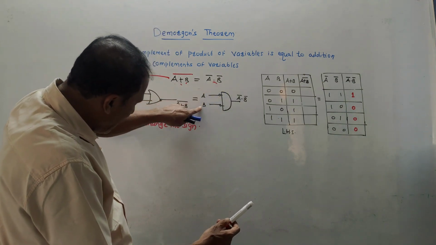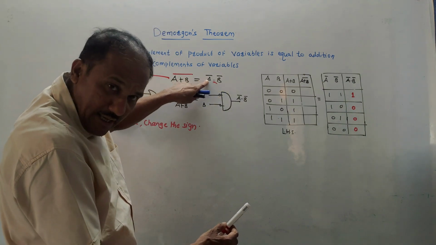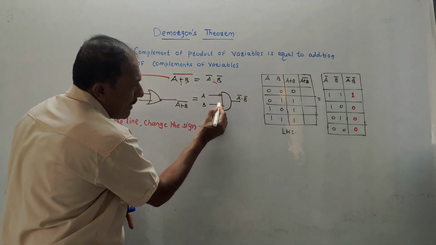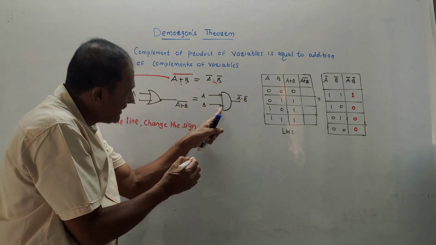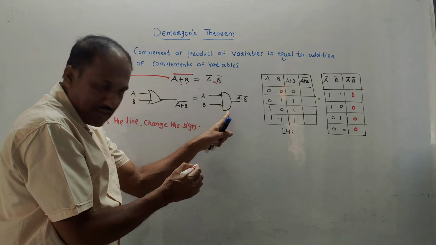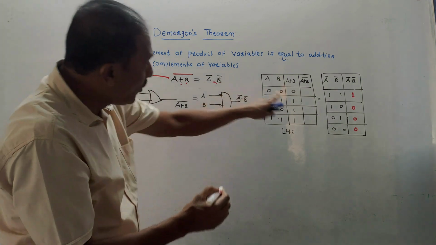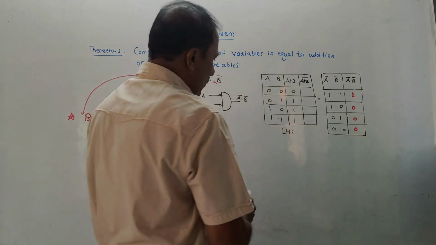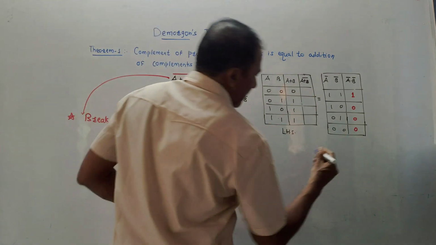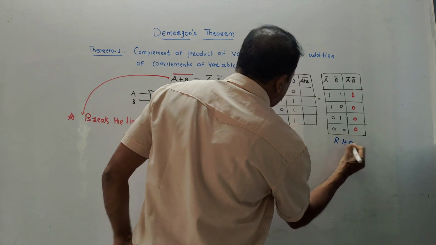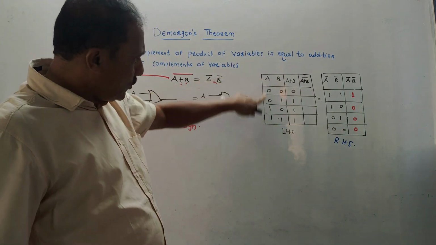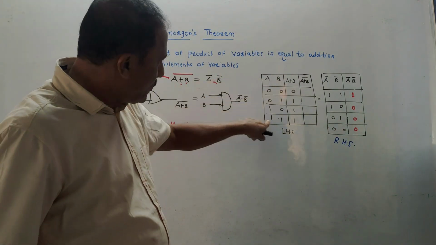So I have written A and B. I want to generate A bar. Taking the complement means just drawing a bubble. So at the input side I have drawn bubbles, so it becomes A bar. The second becomes B bar. It is an AND gate, so the output is A bar dot B bar. How to prove it? This is the truth table which proves LHS and RHS. Now, as far as LHS is concerned, I have written two inputs in normal sequence: 0 0, 0 1, 1 0, 1 1.